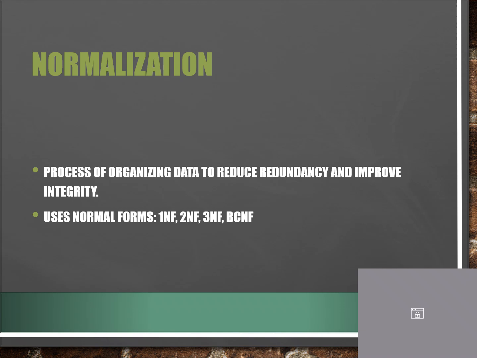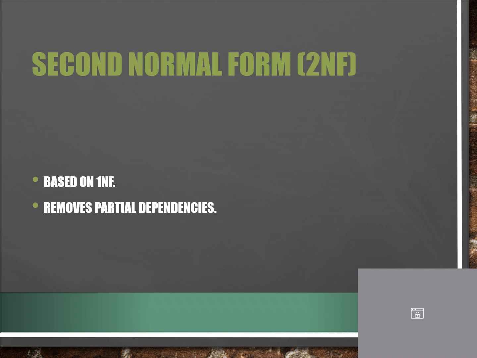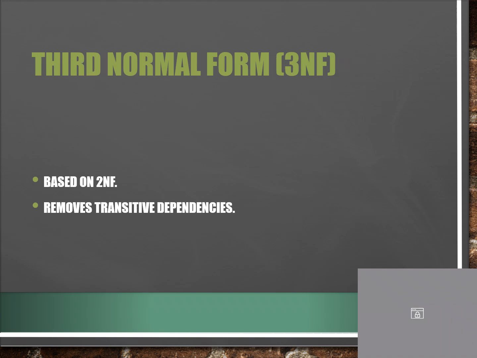The next slide is normalization. Normalization is the process of organizing data that reduces redundancy and improves integrity. It uses the normal forms 1NF, 2NF, 3NF, and BCNF. The first normal form eliminates repeating groups and ensures the atomicity of values. This slide contains the second normal form, which is based on 1NF and removes partial dependency. So these are my topics, and that is the end of all this information.